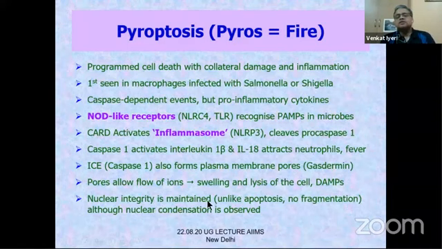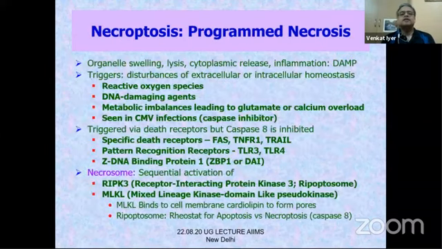Nuclear integrity, however, is maintained because there is no internucleosomal fragmentation. It is not caspase 3 mediated. There is no nuclear fragmentation. So it's a different morphology. The second important one is necroptosis, which is programmed necrosis, you can think.